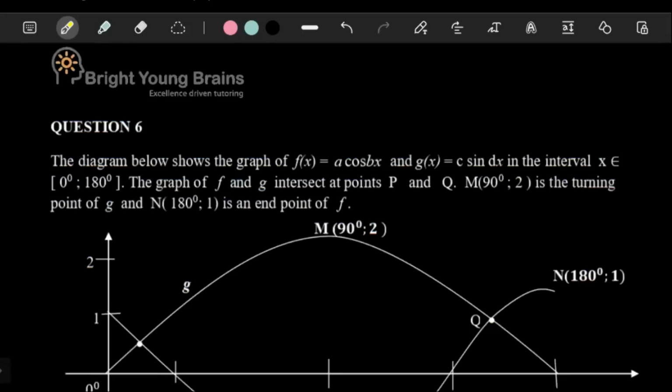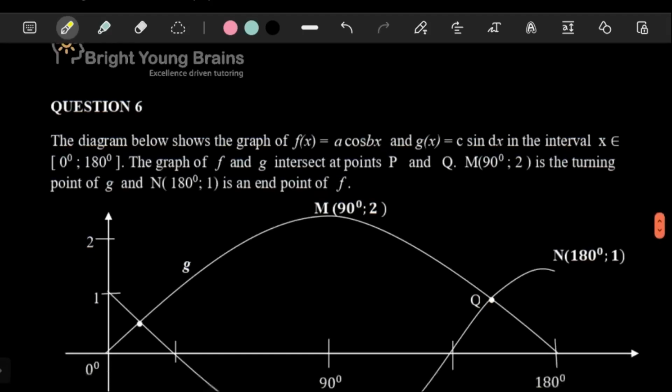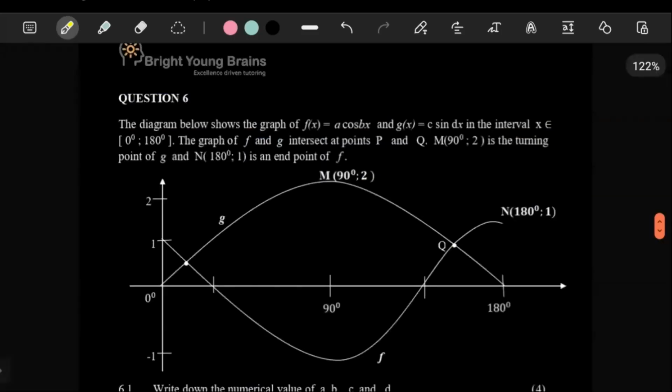It says, in the diagram below, the diagram below shows the graphs of f of x and g of x. So f of x is a cosine graph and g of x is a sine graph, in the interval from 0 to positive 180.